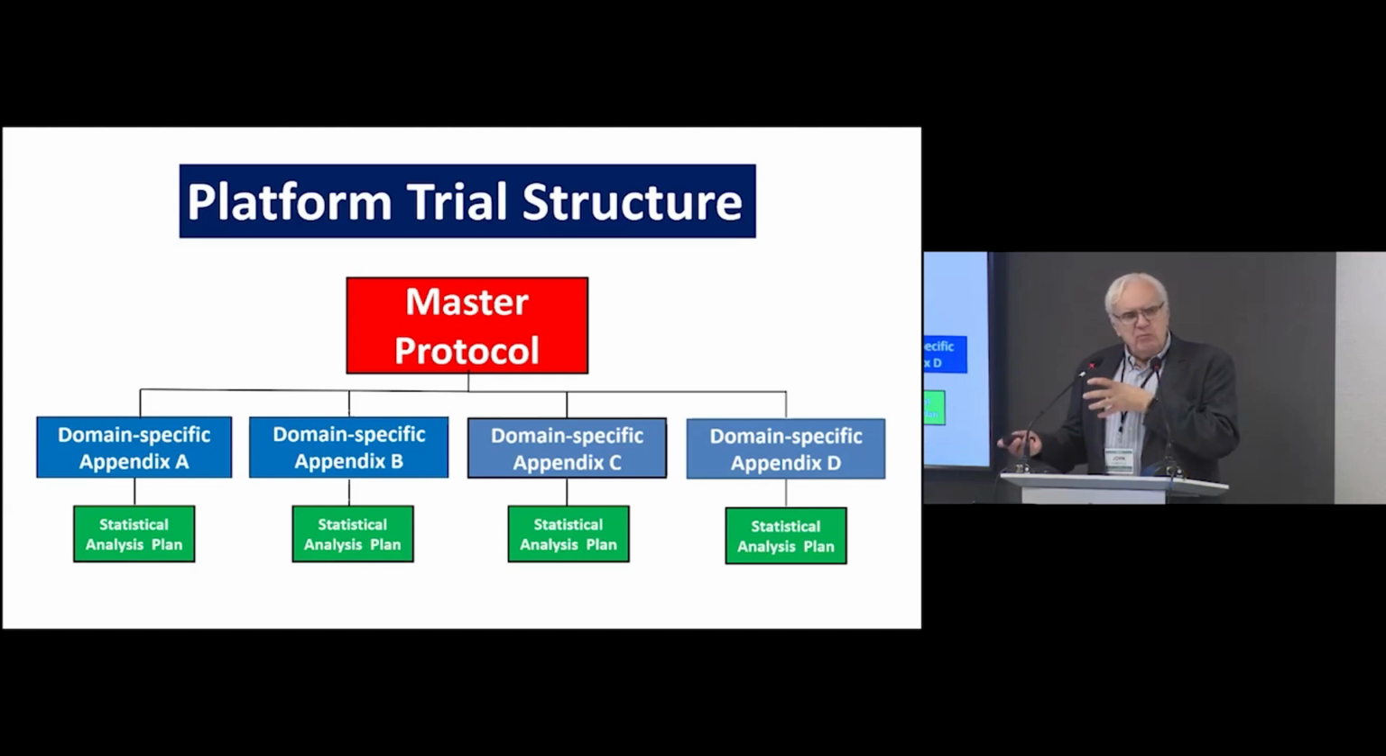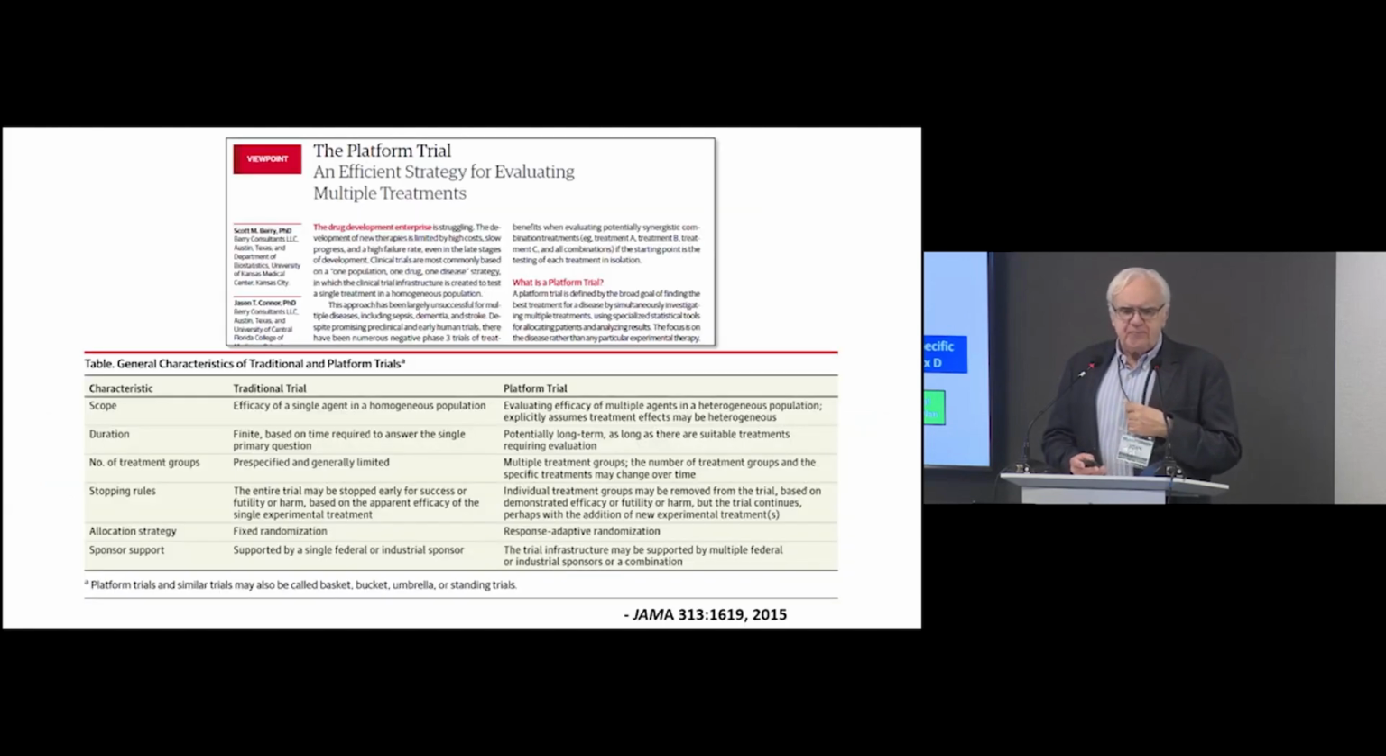And for each domain, you have a statistical analysis plan. So what you see there really are 4 separate clinical trials, all running off a single master protocol, single case report form, single database, and potentially a perpetual structure, so that we could be adding Appendix E, Appendix F, Appendix G in studying this particular broad area. So you can see how that becomes a much more efficient way of conducting clinical trials over time.